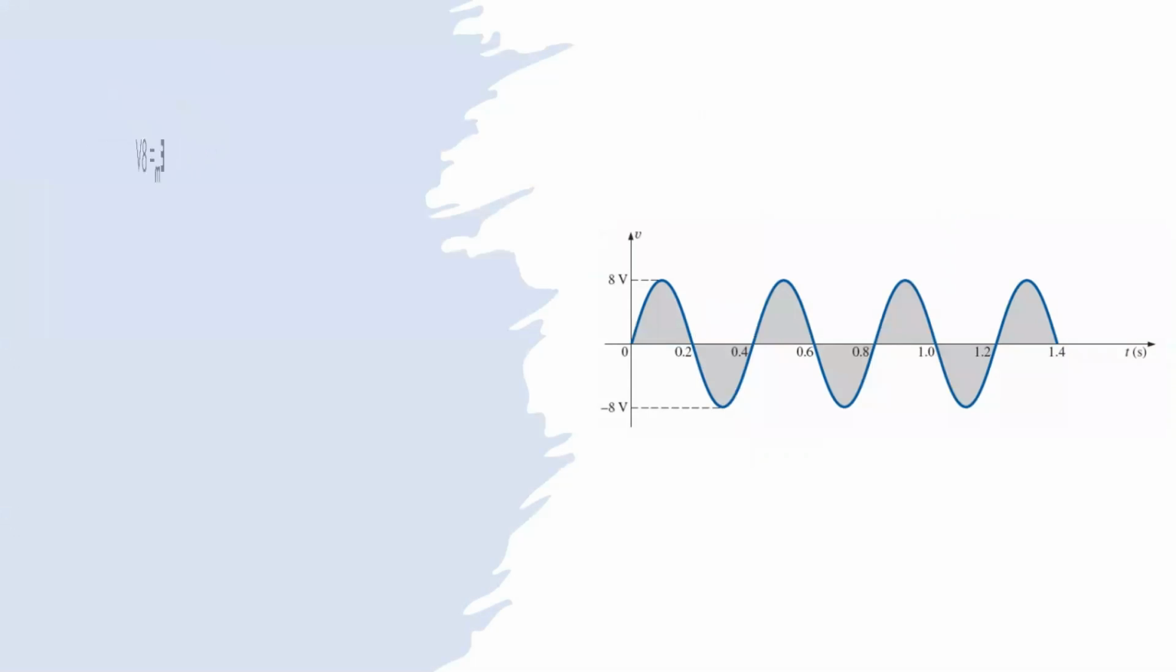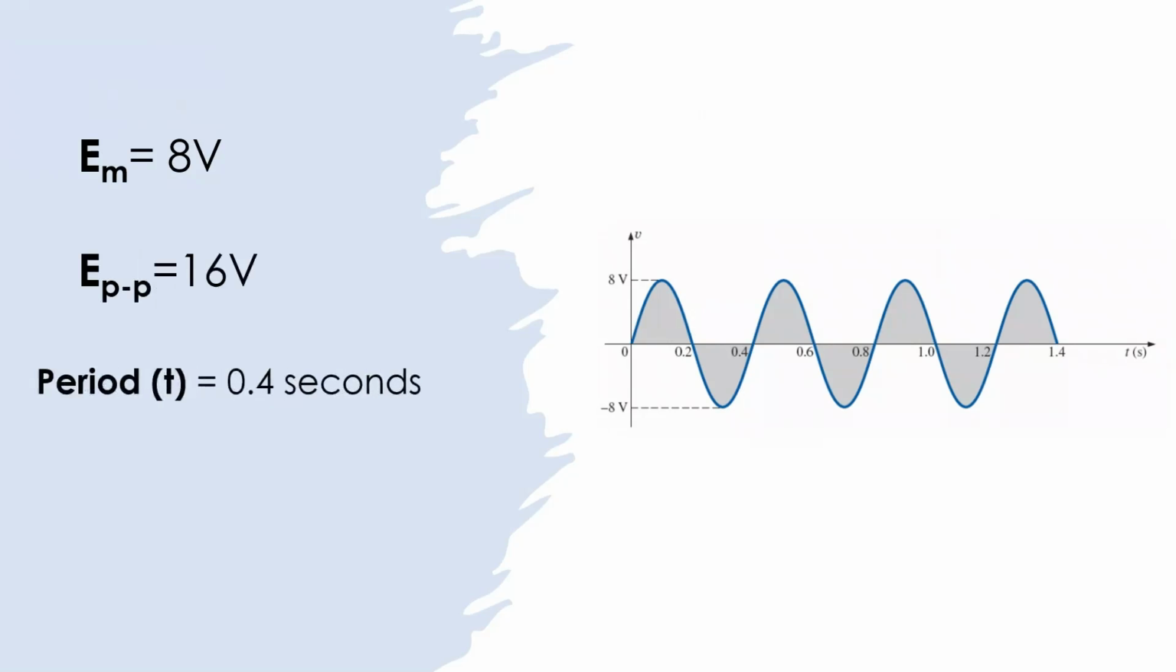Here we'll now go through an example. The peak amplitude is 8 volts, since from the average 0, the highest value, the maximum value, is 8 volts. Secondly, the voltage peak-to-peak value. Here it is 16 volts, as we have got from 8 plus 8 volts.